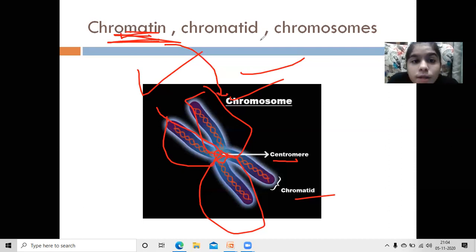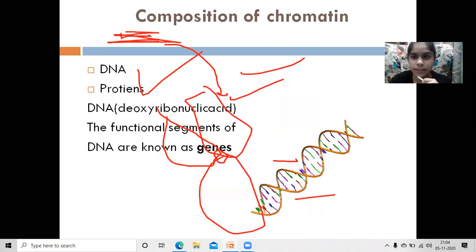Okay, everyone, with this we complete the topic of nucleus today. Congratulations, you have completed 3/4 of the theory of the cell. It was a very interesting topic, the nucleus, that we have now covered.